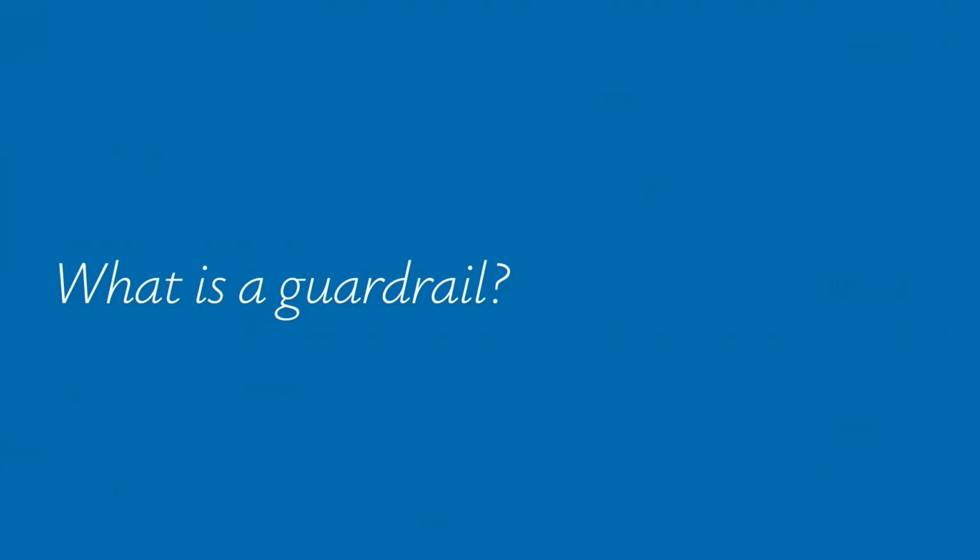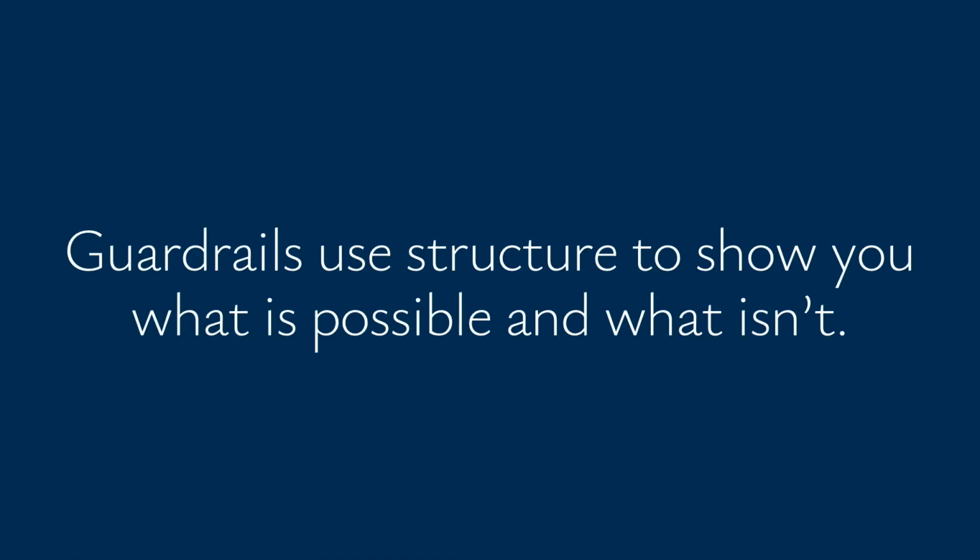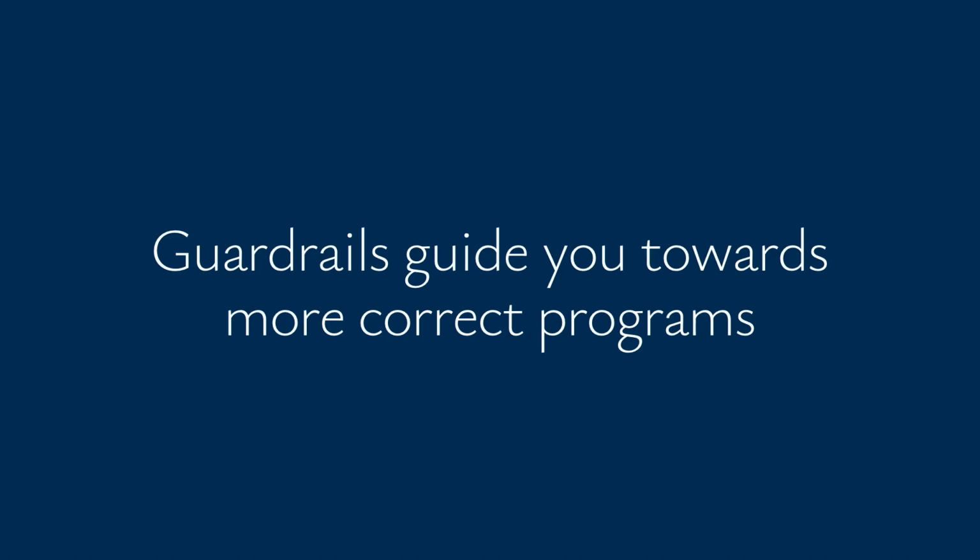So what do guardrails for computer programs look like? Well, it turns out they look like the same as the guardrails I talked about earlier. They use structure to show you what's guaranteed to be safe. They limit the range of undesirable consequences, and in doing so, they make it easier to reason about possibilities. In short, guardrails are features that use structure to show you what is possible and what isn't, and in doing so, they guide you towards more correct programs, often by letting computers figure out automatically whether we're entering unsafe territory and ruling those spots out.